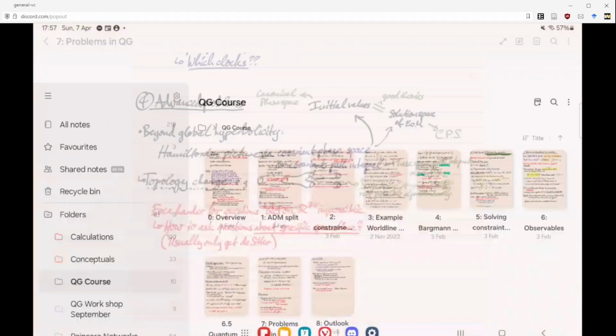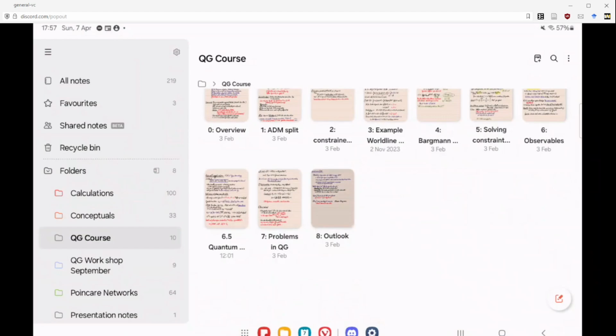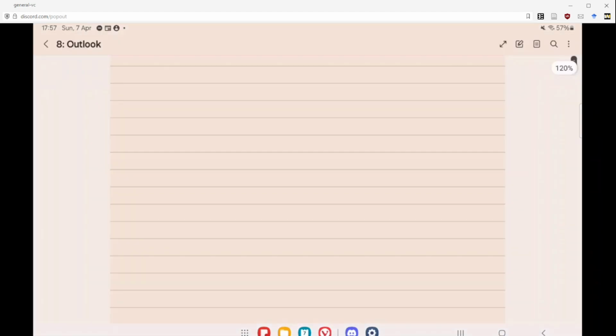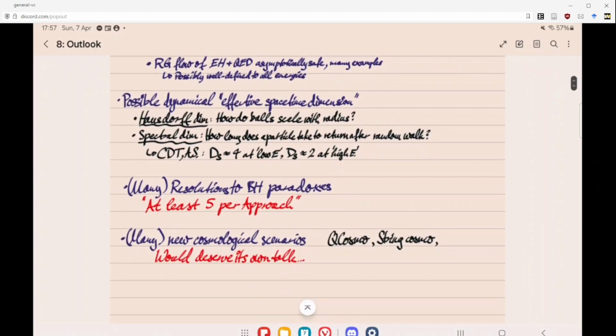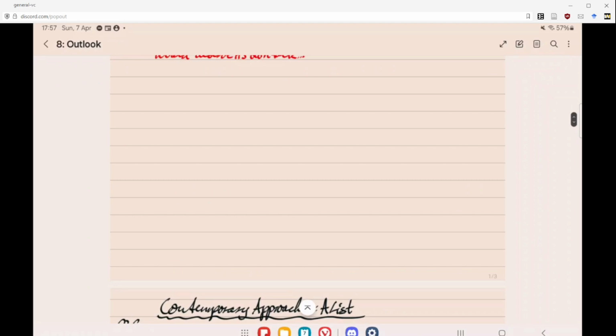So I will now go to an outlook in which I will speak more loosely about some features of QG, some cool stuff, and also about a small list of contemporary approaches. In that, I will give you the dreaded QG political compass. And at the end, we can have some open discussion.